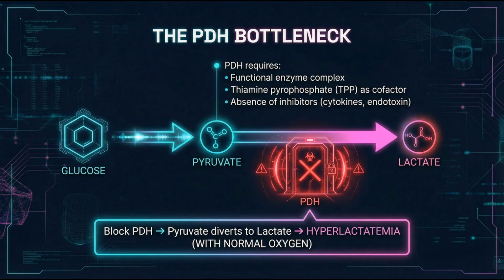Think of pyruvate dehydrogenase as a bottleneck. Glucose breaks down into pyruvate. Normally, pyruvate enters the mitochondria through the PDH gate to fuel the Krebs cycle. But in critical illness, inflammation, or toxin exposure, that PDH gate gets blocked. Pyruvate backs up, and the only place it can go is to convert into lactate. This happens even when there is plenty of oxygen sitting right there in the cell.